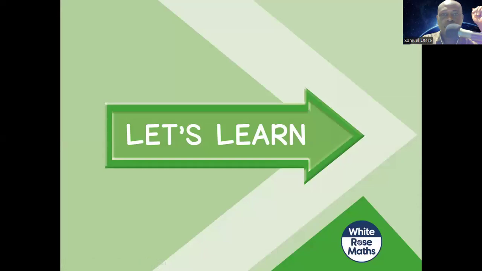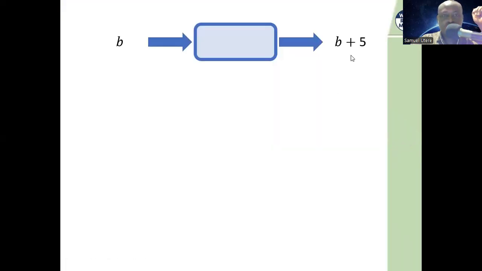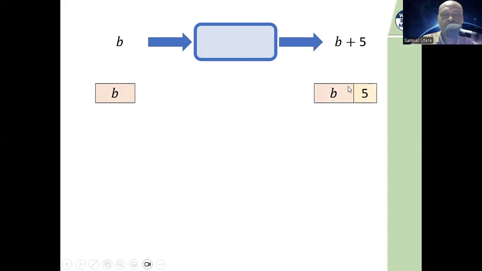Okay, let's do some new learning. If I give you this, we don't know what the operation is, but if we think about it as a bar model, we have a B bar, and then if we write this, we now have B and another bar that is 5, which means we've added 5. So if you think about it, the operation that could have taken place in this function machine is to add 5. So we just figured out what the operation is.